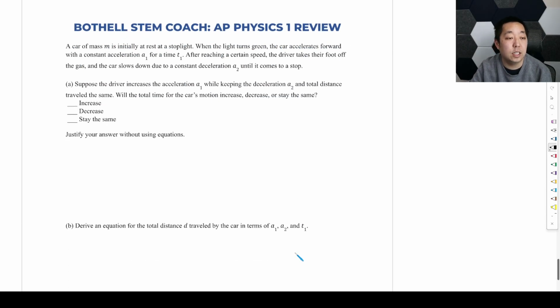Okay, let's take a look at this. Car mass m is initially at rest at a stoplight. When the light turns green, so draw the motion. We have a velocity, car at rest.